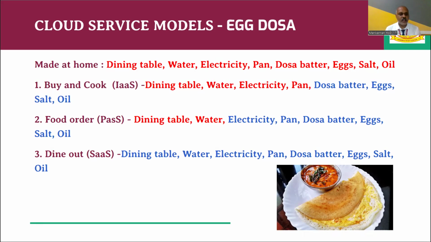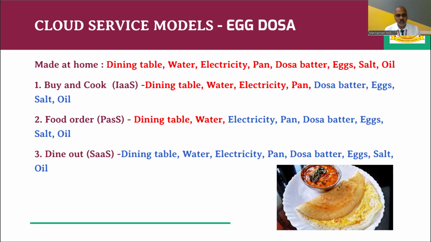Third analogy, which is the dine out method, software as a service, I have mentioned, which means everything is managed by the hotel, which is the provider. Okay. So dining table, water, electricity, pan, dosa batter, egg, salt, oil, everything, you just order it. I need one egg dosa or two egg dosa. You just have it in the hotel itself.